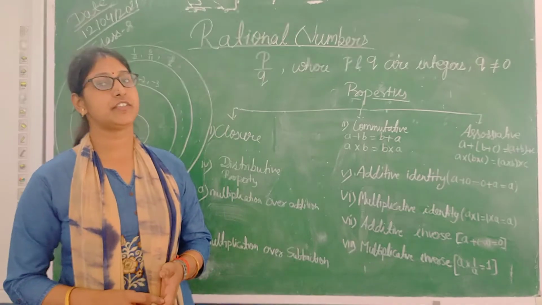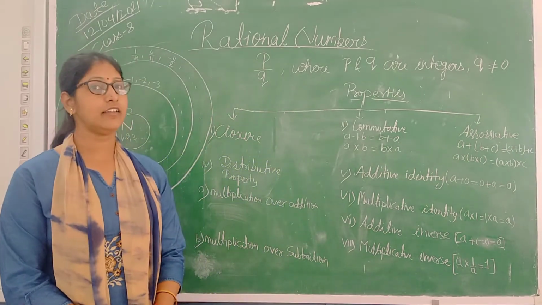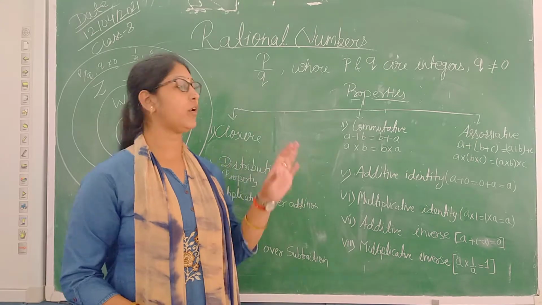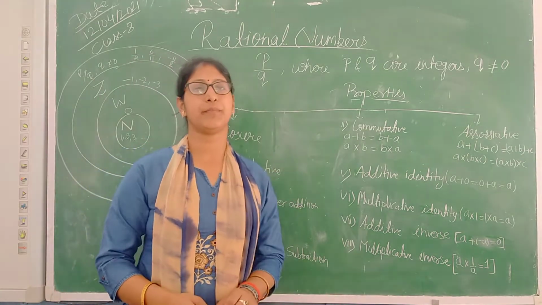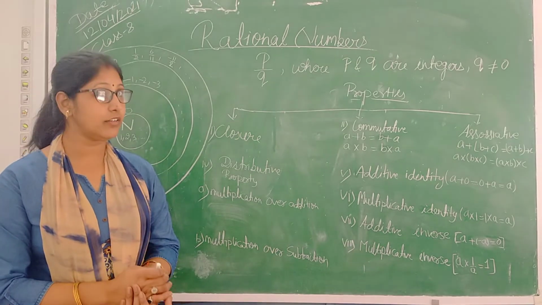In this video we start our chapter number 1, rational numbers. So first we understand what a rational number is and what properties are held by rational numbers. We start from the numbers. What do you understand by the term numbers?